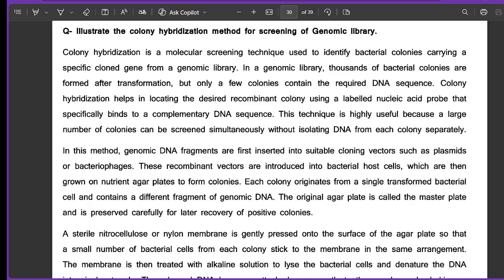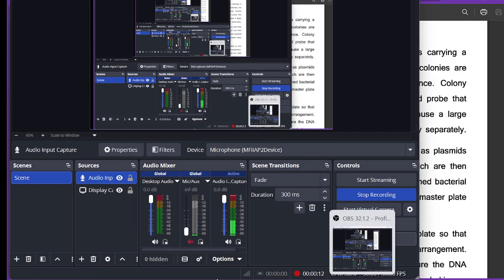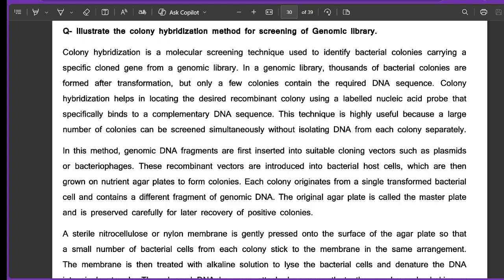Hello dear learners, in this video we are going to understand the colony hybridization method. We will understand it with the help of a diagram, but we will also cover the theory together so that we can understand what this method means and what it is used for.